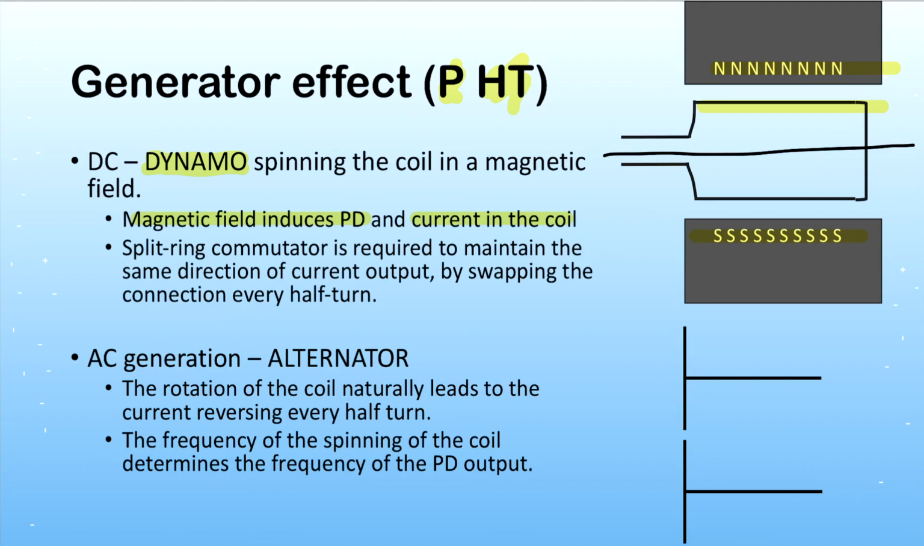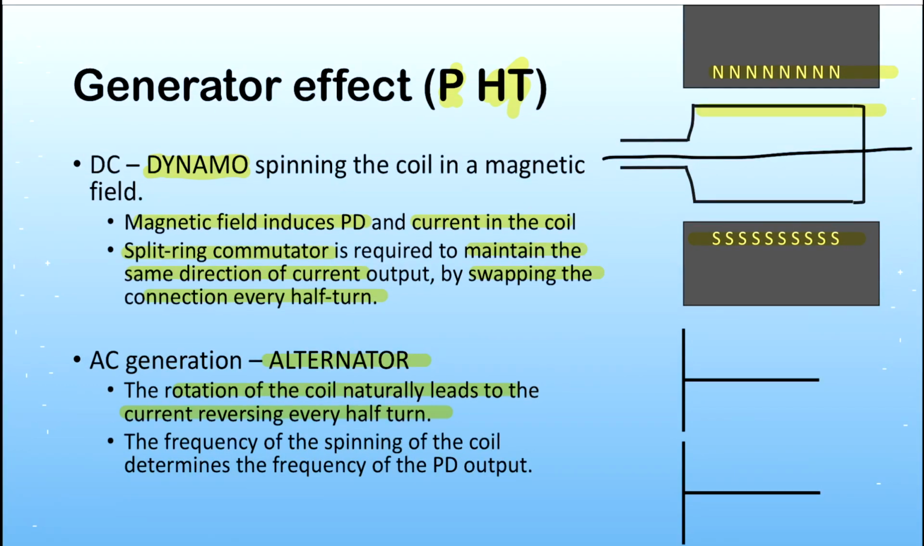But we need to have a split ring commutator because, again, this is going to maintain the same direction of current by swapping the connection of the brushes with contacts every half turn. And if you want to review that, go back and look at the motor effect. We'll explain how that works a little bit more. But without those, you'd end up getting AC generation, which is called an alternator, and the rotation of the coil naturally leads to the current reversing every half turn. So you end up getting a graph that looks like the typical AC potential difference graph, with it reversing every half spin of this coil, aligning itself with whatever frequency of the axle turning is.